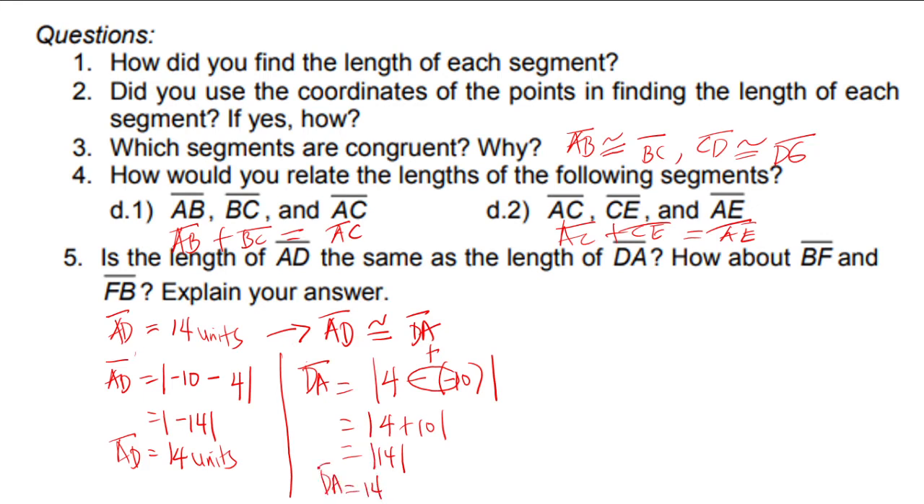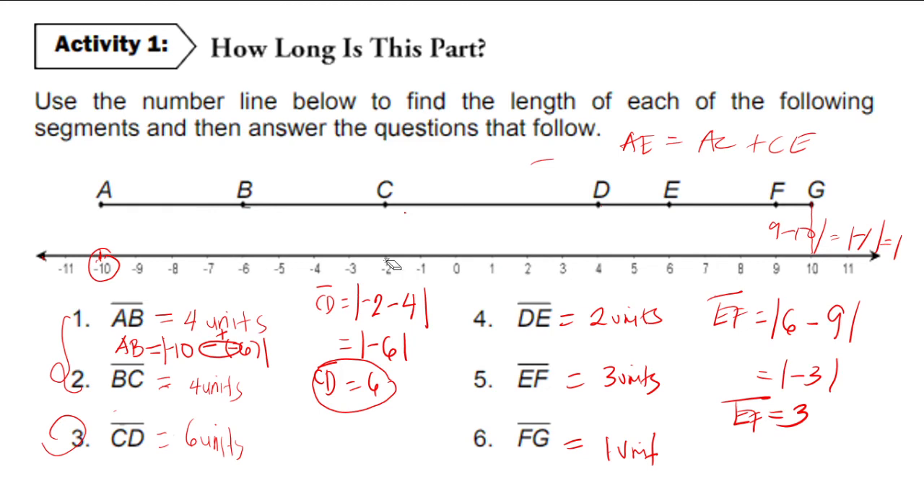So, therefore, by using absolute value, AD is indeed congruent to DA. So same explanation with BF. So how long is BF? Let's see. By counting BF, we have 1, 2, 3, 4, 5, 6, 7, 8, 9, 10, 11, 12, 13, 14, 15. So BF is 15 long.